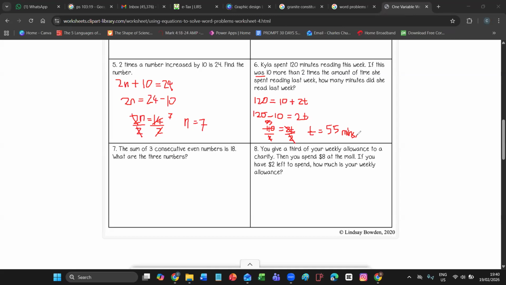Yes, sir. Okay, so you got the drill. So now let's see what this one is talking about. The sum of three consecutive even numbers is 18. They now ask us, what are the three numbers?